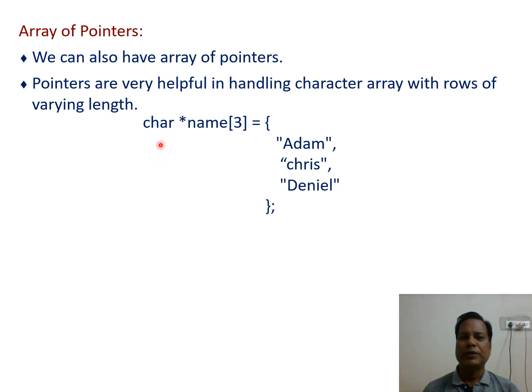Now in this example, char asterisk name in square bracket 3. We define here a character type pointer array that has 3 elements, and on the right side of the assignment operator, within open and close braces that end with a semicolon, 3 strings are written, that is Adam, Chris and Daniel. And here we see that these 3 strings have different numbers of characters.